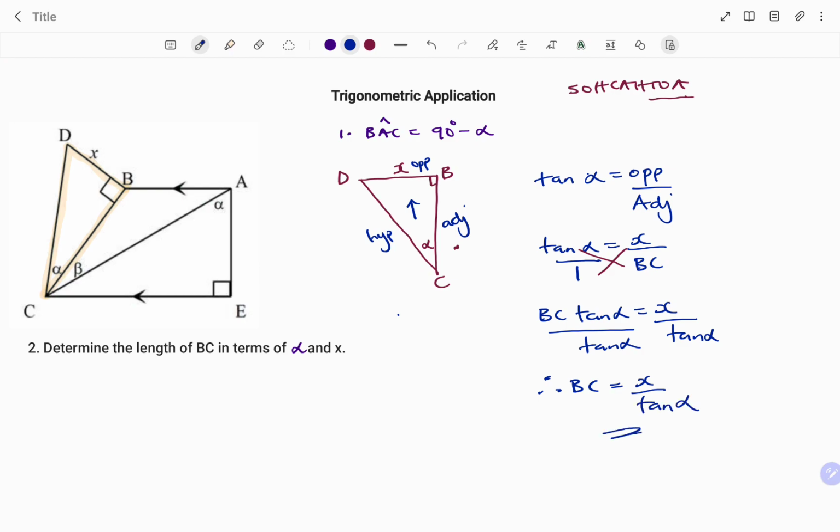Let's look at the last part of the question. The third part of the question states that we should prove that the line AC equals x cos(beta minus alpha) all divided by sine alpha.